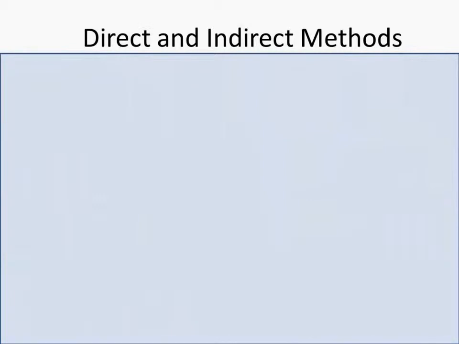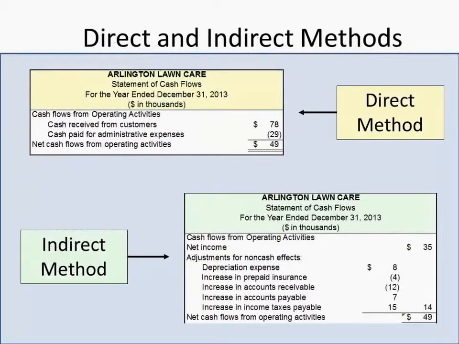So, direct versus indirect. Okay, so with direct, you're going to see things like cash received from customers, cash paid for administrative expenses. When you're looking at the direct method, what you're essentially doing is putting an income statement on the cash basis. That's what you're doing in the operating section.